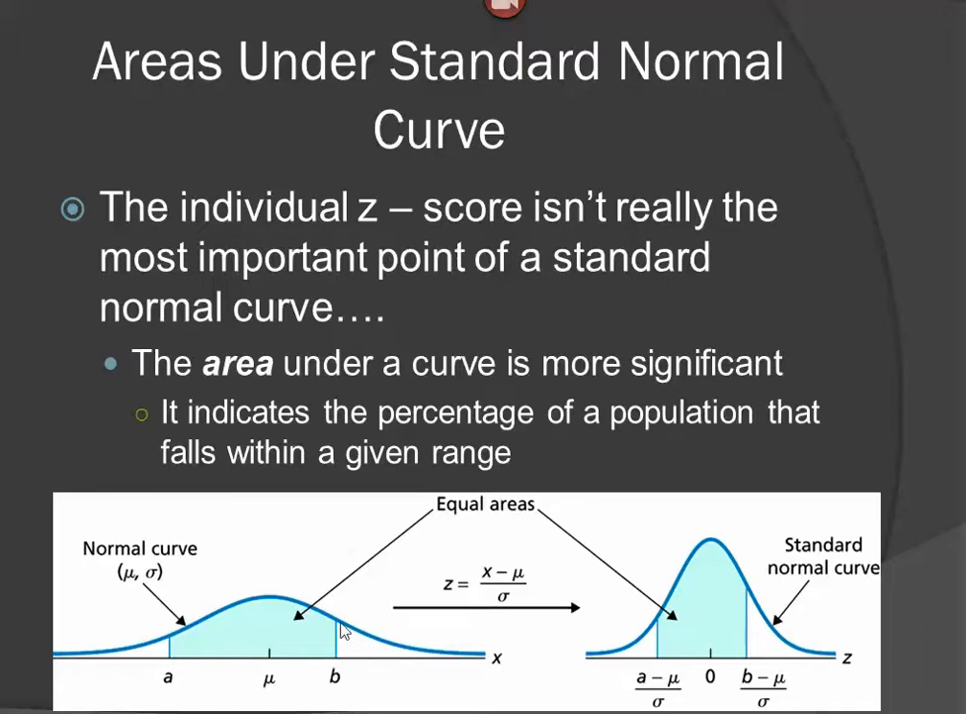Now instead of using the equation that describes this particular data set and trying to use calculus to determine the area between A and B, we could translate them into what they are under the standard normal curve, and from that information we would be able to calculate the area under the curve. And we're going to see how to do that here in a minute.